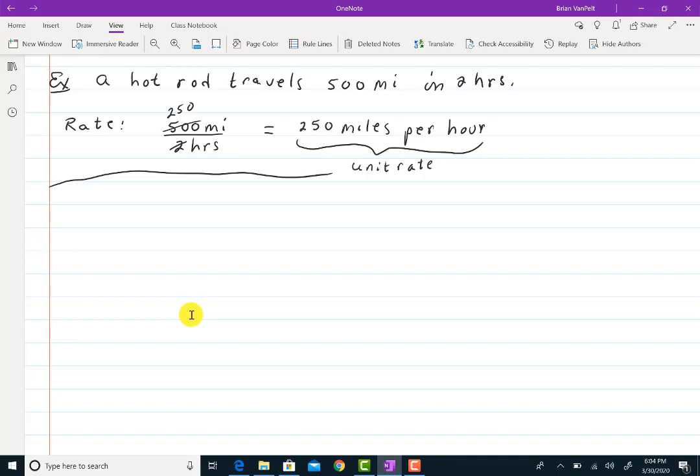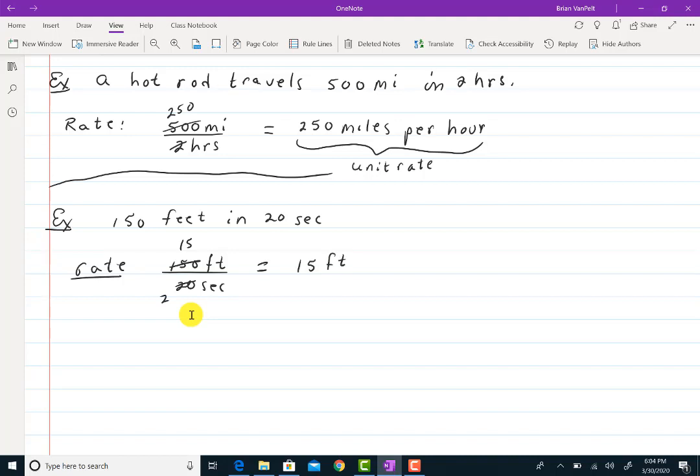So let me do another example. Here, let's do 150 feet in 20 seconds. So let's start with my basic general rate. I have 150 feet divided by 20 seconds. Now I can give a simplified version of this. Notice the 10 goes into both of these numbers really quickly. So I get 15 feet over 2 seconds. And so this is a simplified rate.